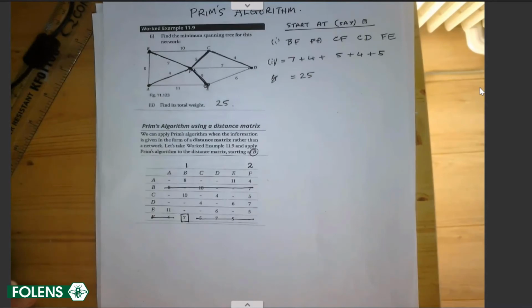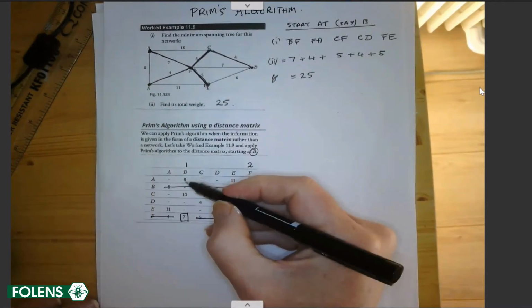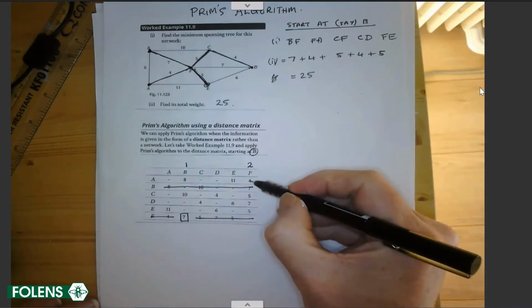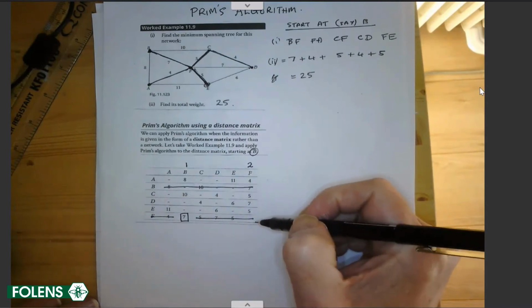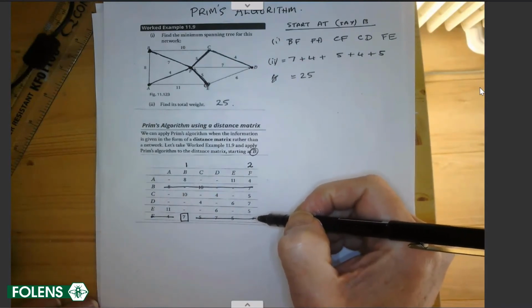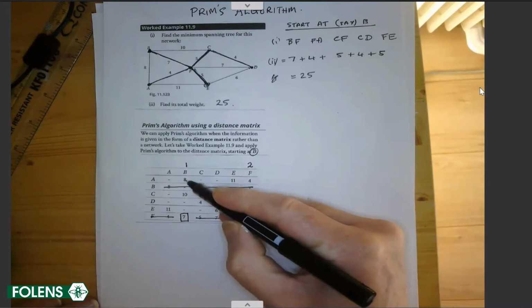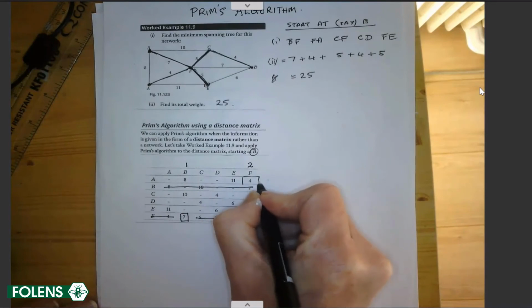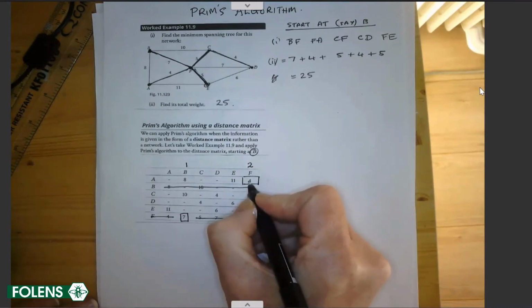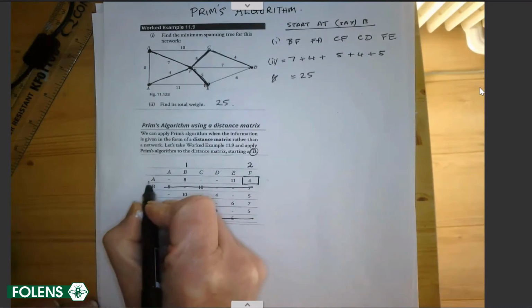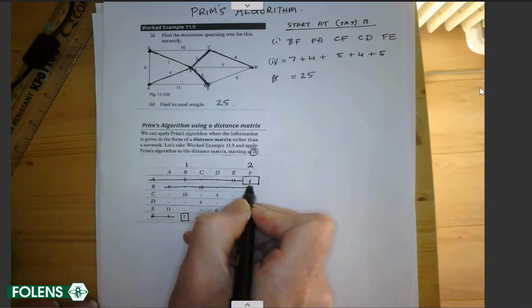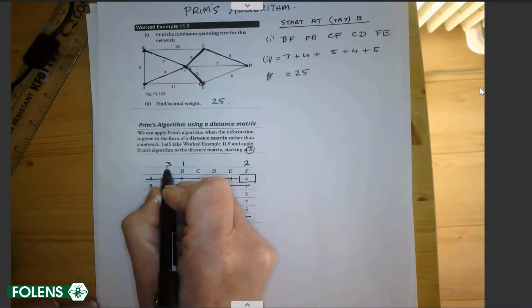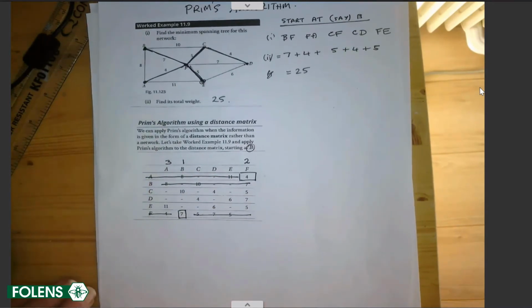Now what do I do? To get my third one, I look down both lists: 8, 10, 4, 5, 7, 5. And I say, which is the smallest of them? Well, the smallest is 4. So I'm picking 4, and that's going to A. Because it goes to A, I cross out row A, except for the box, and A is the third node on my spanning tree.